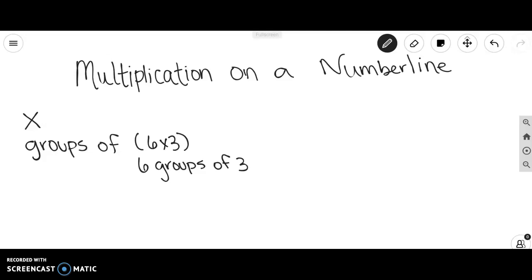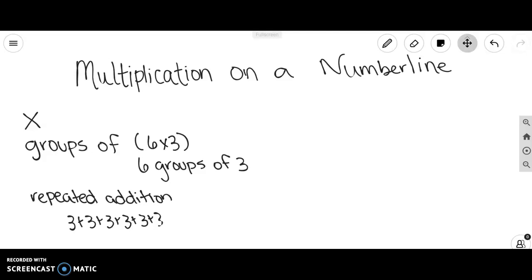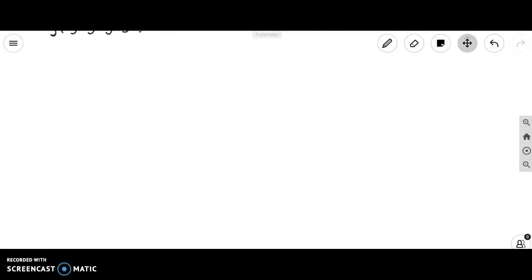We also know that multiplication is repeated addition. So we can add 3 6 times, and we could get the same answer. So keeping that in mind, we are going to begin talking about how to represent multiplication on a number line.